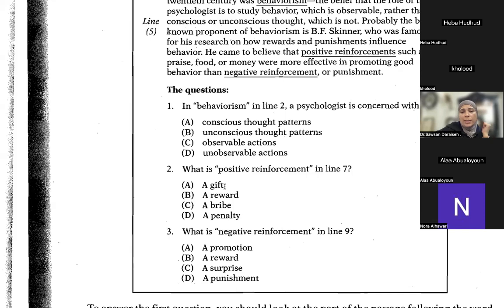Let's take a look, because if you look at these words, guys, for example, we said gift. It's not accepted here because it's an example and it's more than that. Look, food, praise, money, it could be more than just a gift.